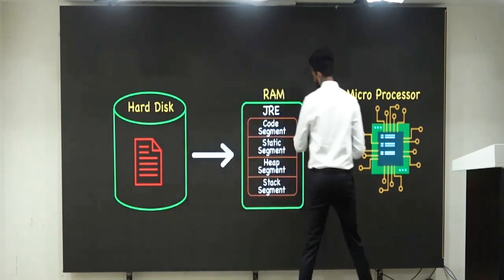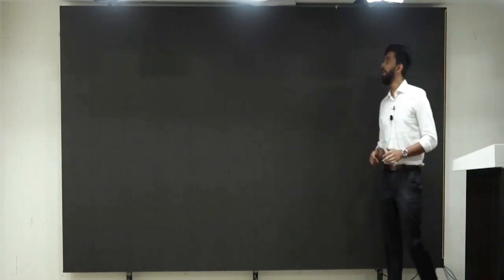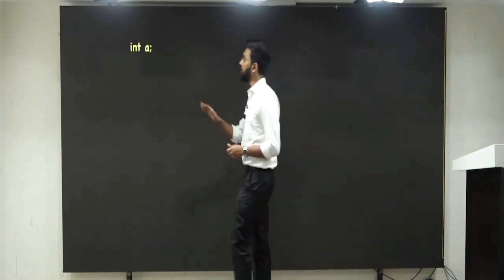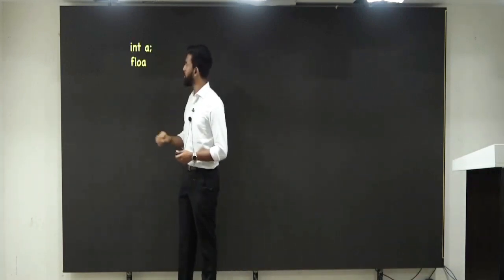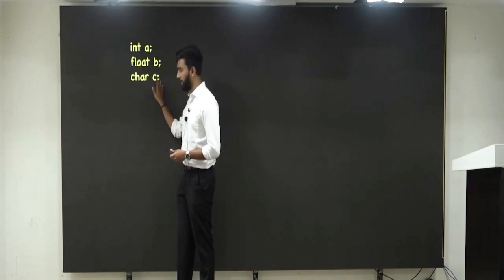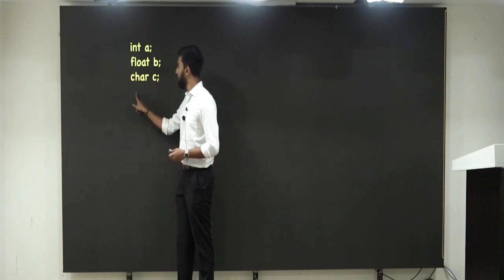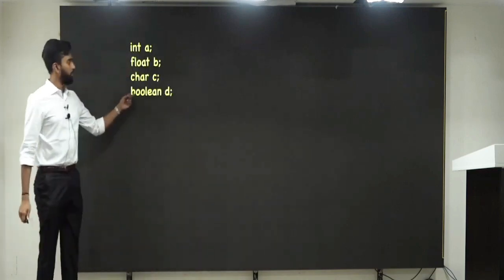All right? Now, watch it, all of you. Today, I told you we have to start with variables. Assume, like this, I will create four variables. Int A, next variable, float B, next variable, character C, one more variable, boolean D. Like this I will create, okay? Watch it. One more variable I'll create.